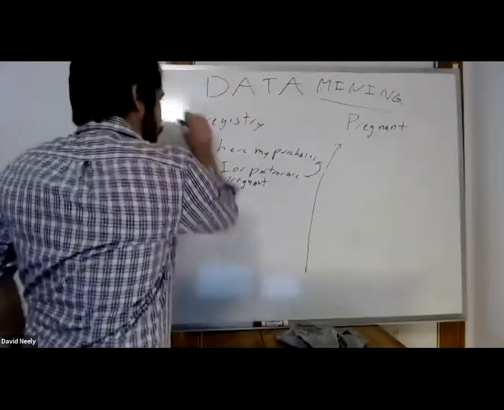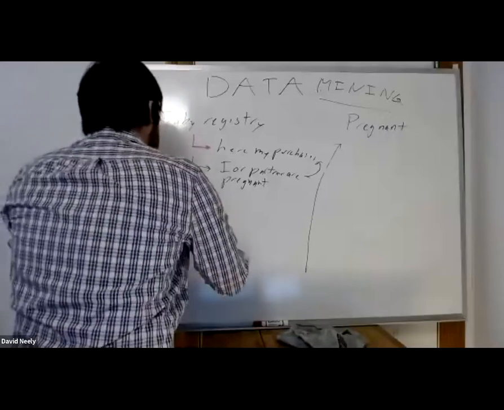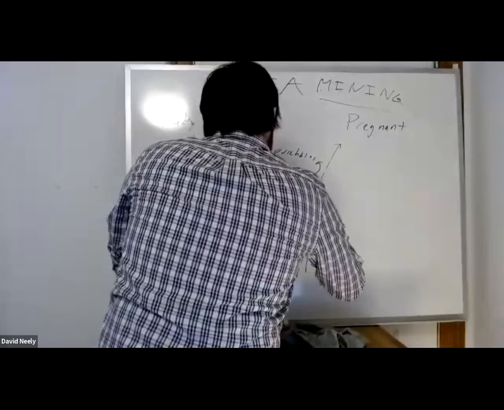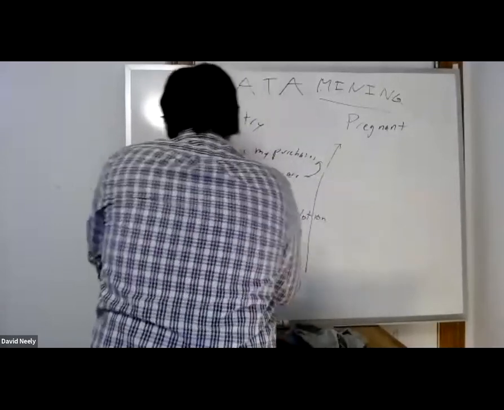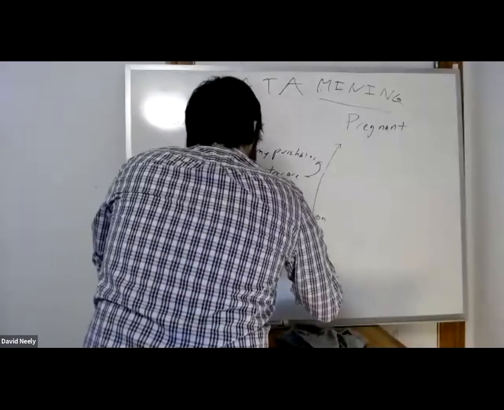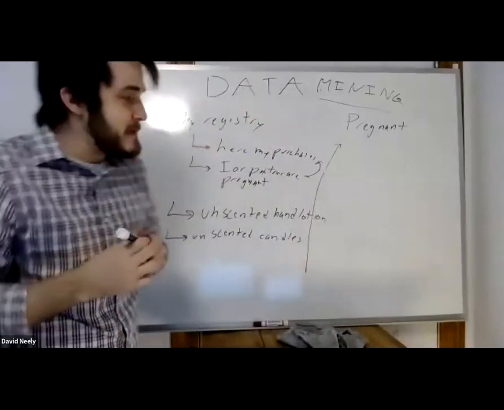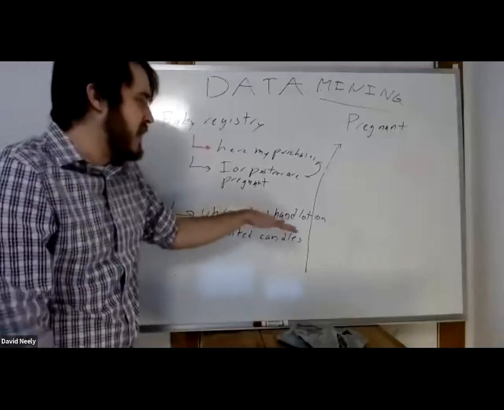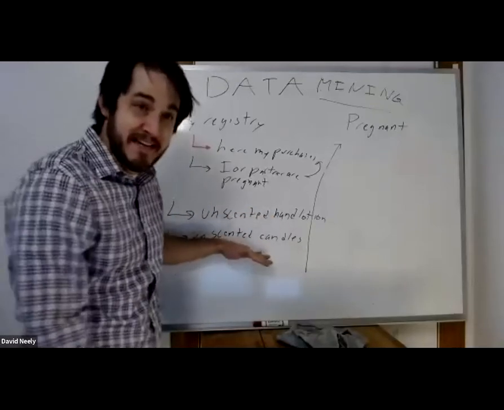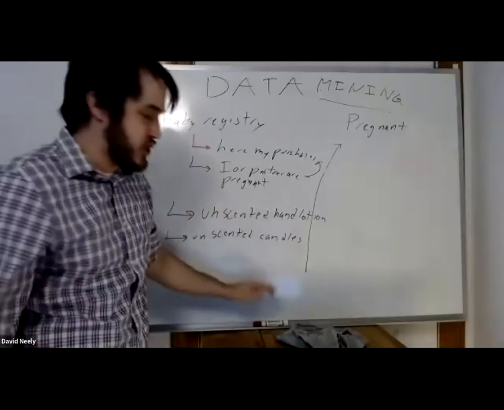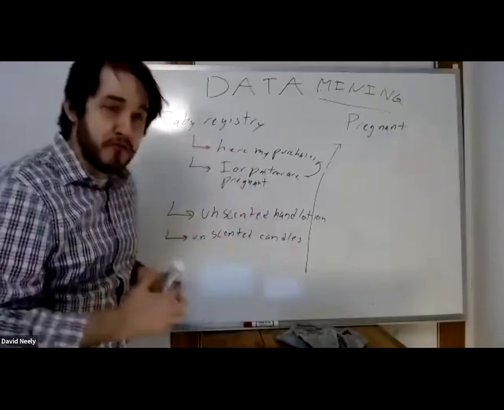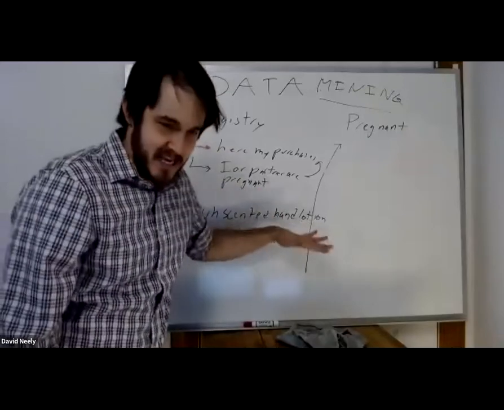So one thing they found looking at the baby registry was things like unscented hand lotion, unscented candles. People who were on the baby registry started buying unscented hand lotion and unscented candles at a much higher rate than they did before there was any baby in the picture. Now, why is this the case? Well, in some sense, it doesn't really matter because all Target needs is to know that it's the case.